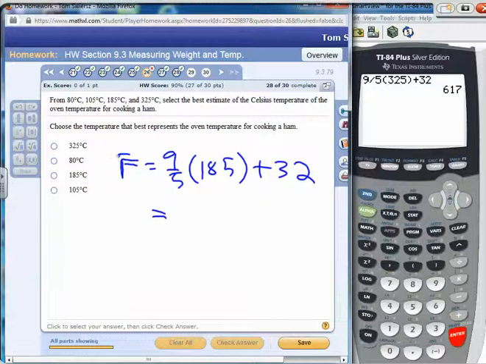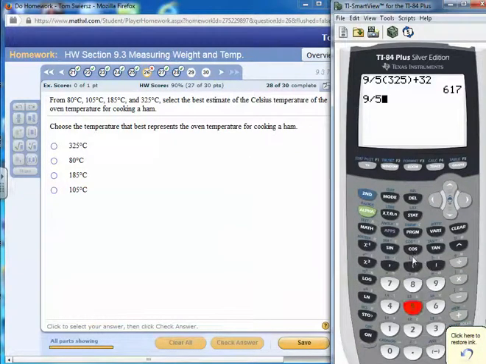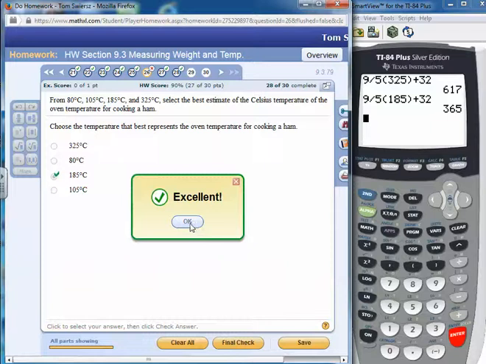And again, do it on our calculator. 9/5 we can put in as 9 divided by 5 times, use parentheses, 185 plus 32, and we get 365 degrees, which makes sense, right? We cook meat in ovens about 350 to 400 degrees Fahrenheit, so we know that 185 Celsius is correct. 105 and 80 Celsius would be too low of a temperature. The meat wouldn't cook. All right, very good.